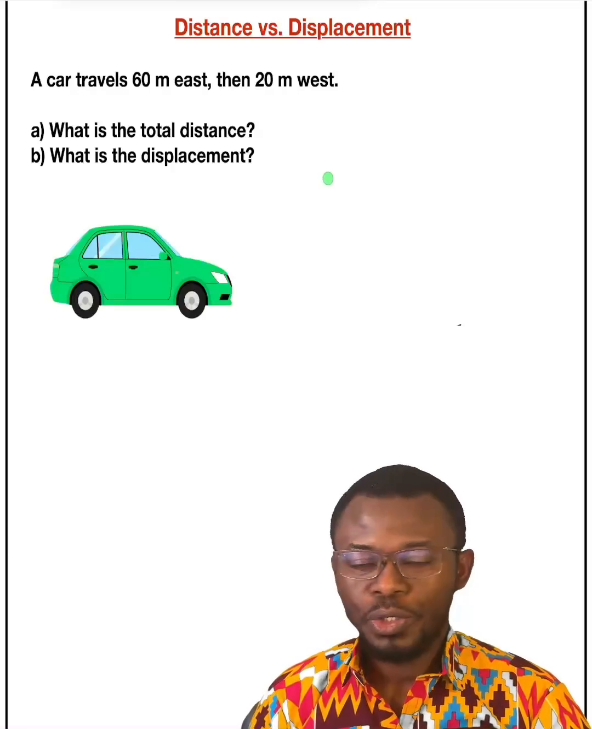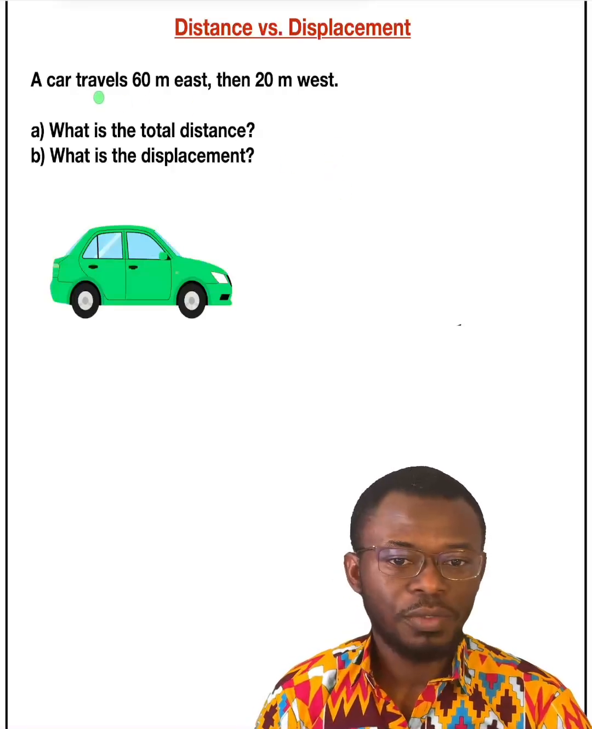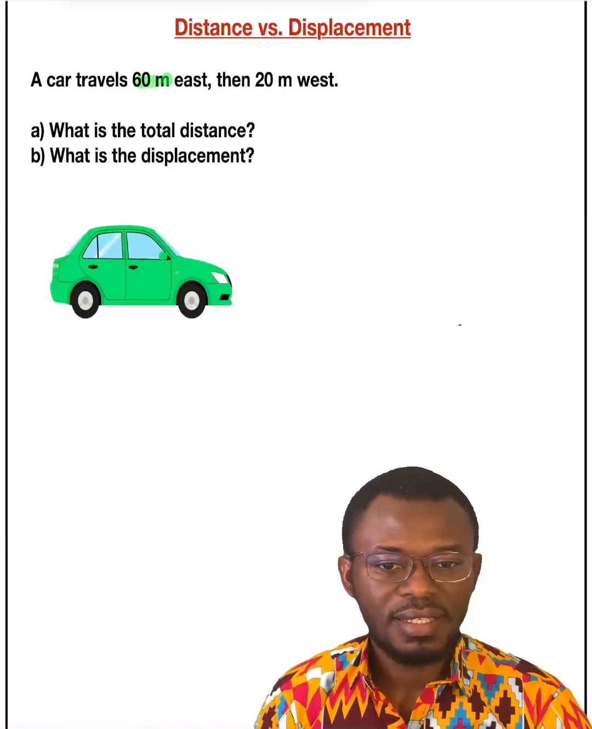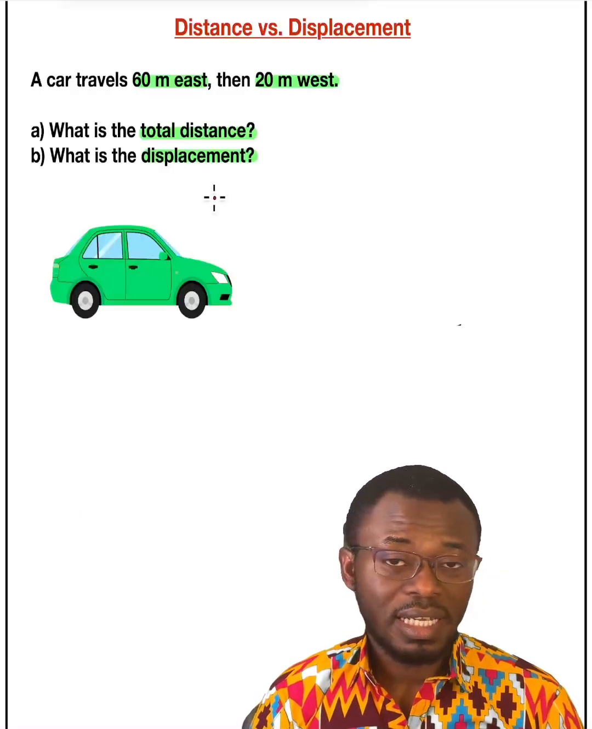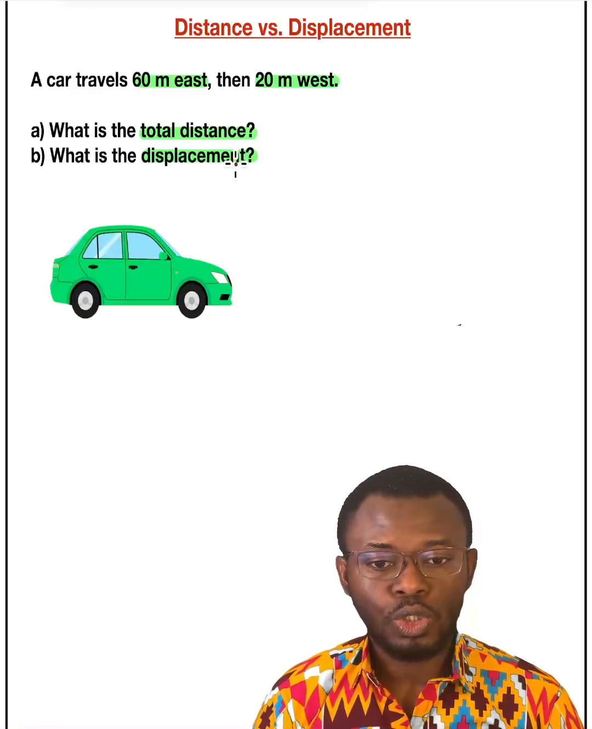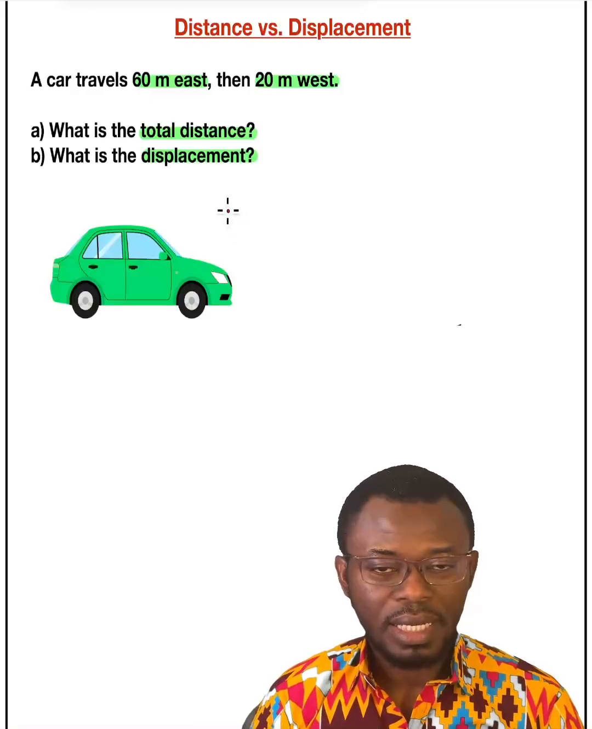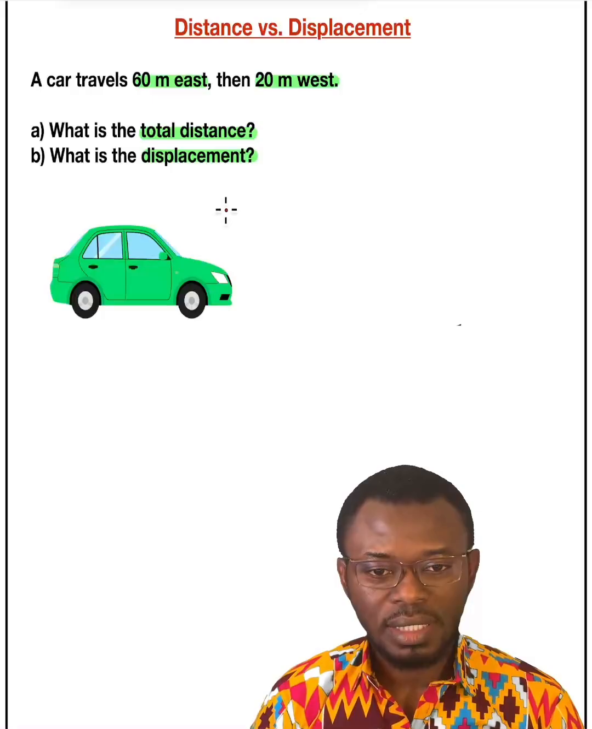In today's video, we have a car that travels 60 meters east and then travels 20 meters west. We are going to find out the total distance traveled by this car and also the displacement of this car. So let's see how to go about such a problem.